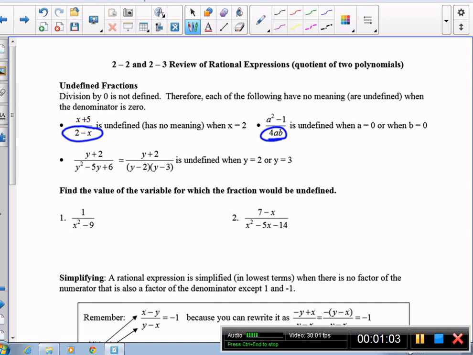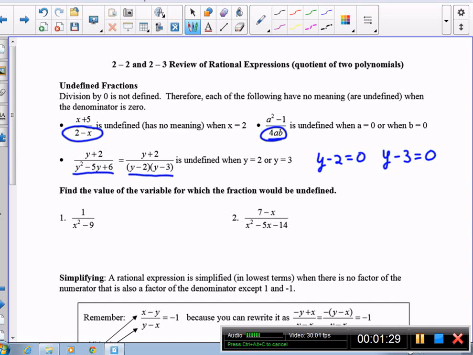Sometimes, however, it's difficult to determine what makes a fraction undefined unless you factor the denominator. So on the third example, we factored the denominator, and then you would set each of those factors equal to 0 and solve. And you'd get y is 2 or y is 3. So that's what would make that fraction undefined.